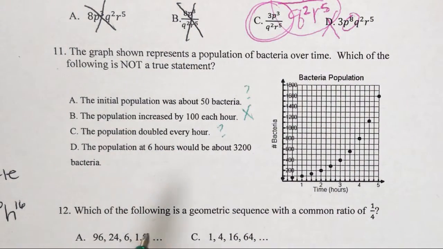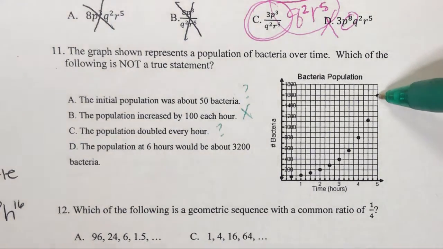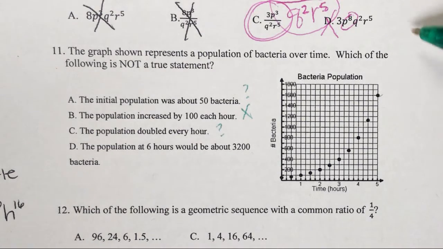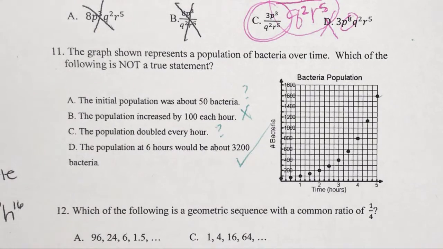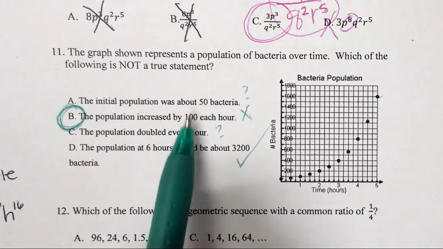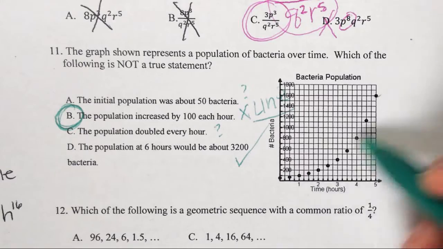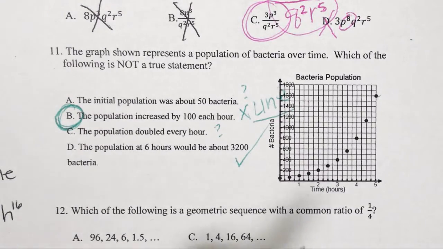At 6 hours, the population would be 3,200. Well, if at 5 hours it's 1,600, at 6 hours would it be 3,200? So which one of these is for sure not true? B. If it was increasing by 100 each hour, it would be a line. Is this a line? No. So that's why B is not true.